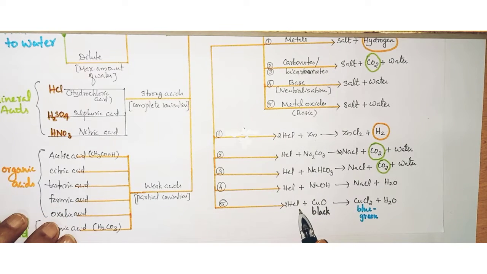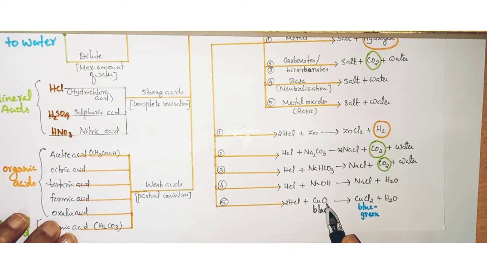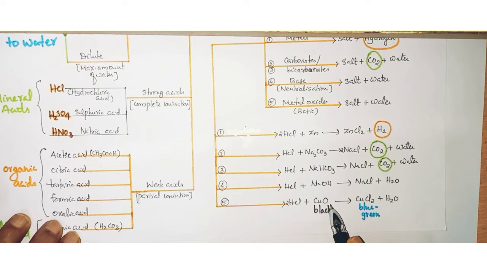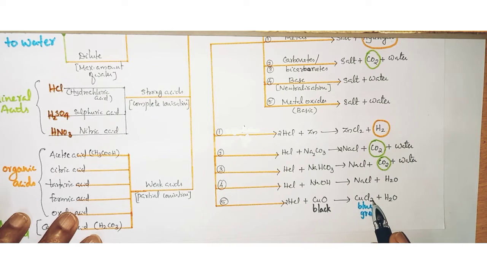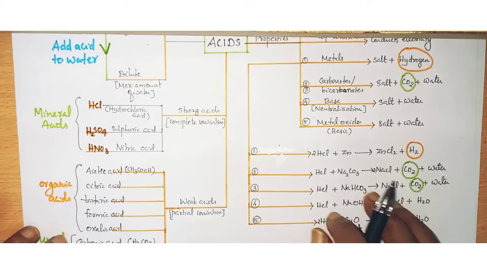Then another reaction is acid plus metal oxide gives salt and water. Here the metal oxide is copper oxide. The color of copper oxide is black, so you have to note the color also. Copper chloride is the corresponding salt formed here, which is blue-green in color, and water is the byproduct. So here a neutralization reaction takes place since copper oxide is a metal oxide which is basic in nature, so acid plus base gives salt and water. So these are about chemical reactions.